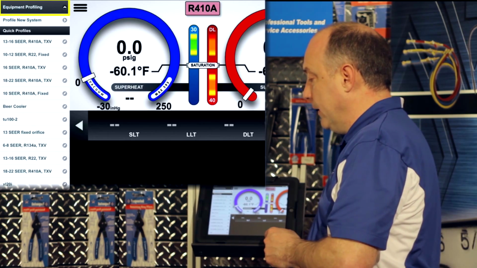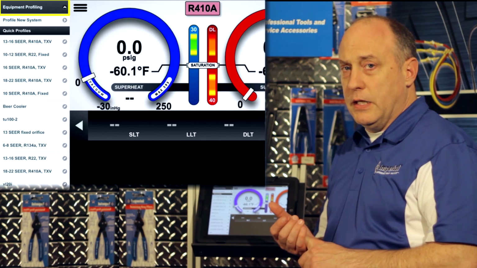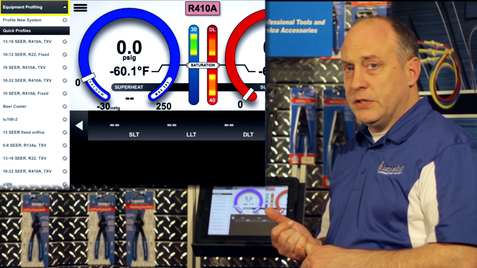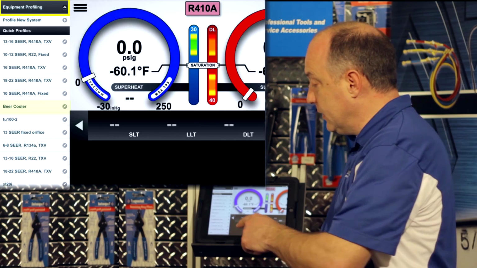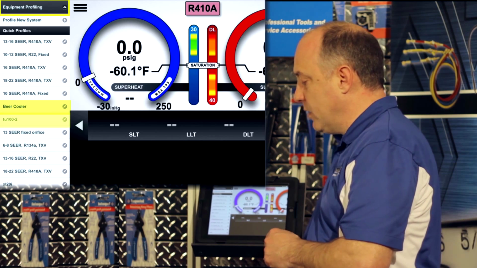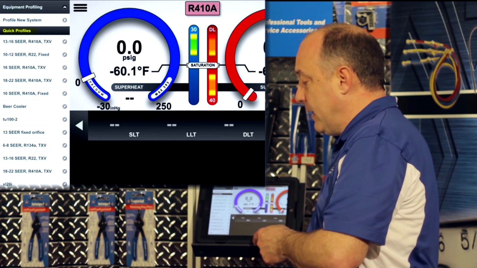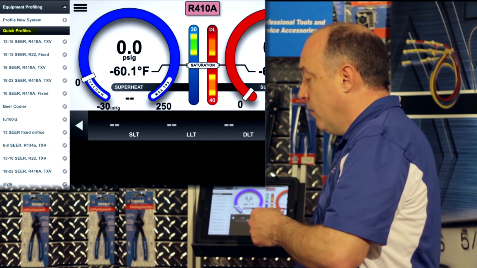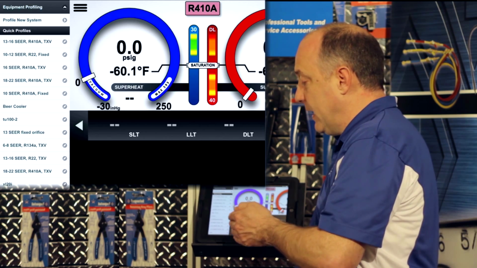select Equipment Profiling. Now, under Equipment Profiling, you're going to see a whole list of equipment profiles. Your list will differ from mine. Mine has some that I've custom profiled. So you can see here I have a beer cooler in here and a TU102, which is one of our training units. But these are all profiles that I made, and right now they're called quick profiles because I have them saved and selected so that if I want to use them again, I can.